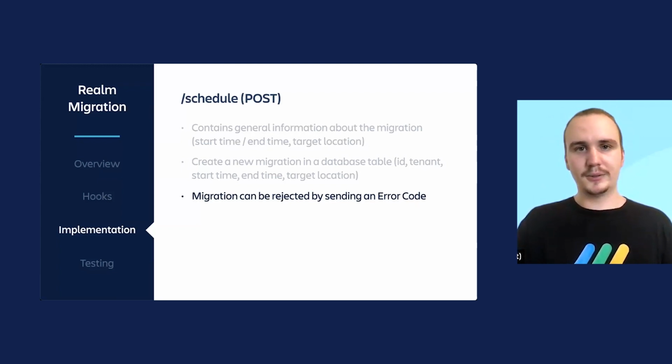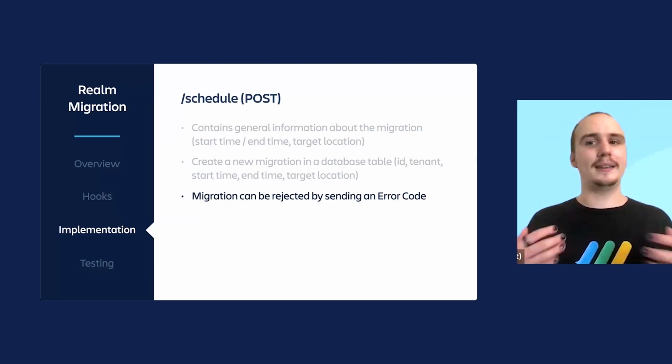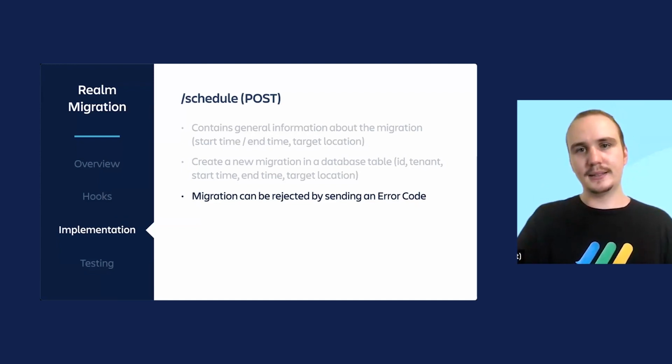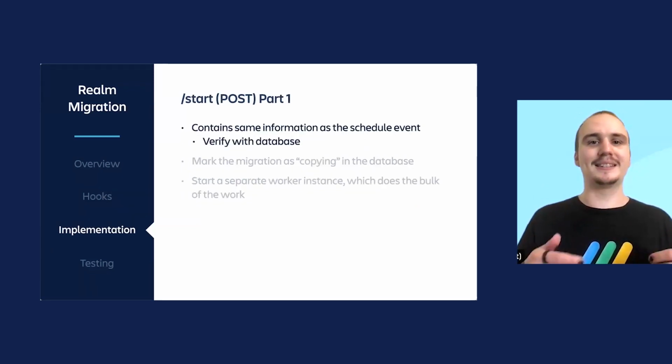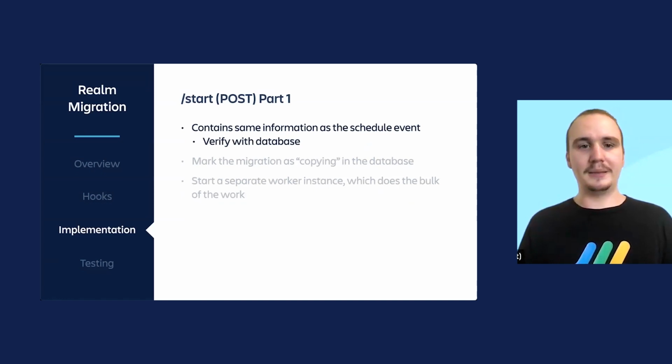Okay, so the schedule hook obviously gets sent before anything else gets sent. But a few days later, you will probably get sent a start event. The main job of the start event is to copy the data from the source region to the target region.